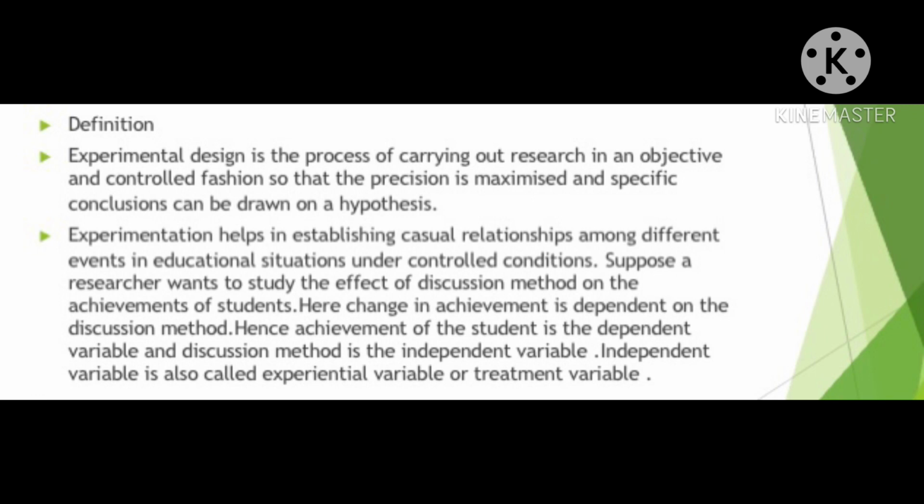The variable we are observing, or on which we are checking the change, is known as the dependent variable. Here we are testing the achievement of the students. So achievement is the dependent variable, and which is the independent variable here? Discussion method is the independent variable because discussion has an effect on the achievement of the students.